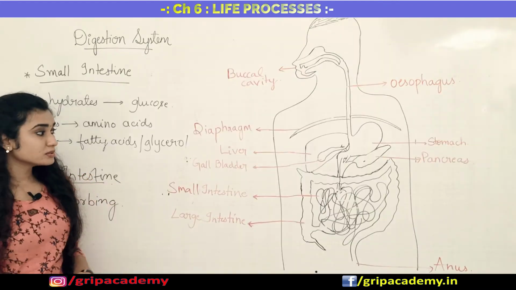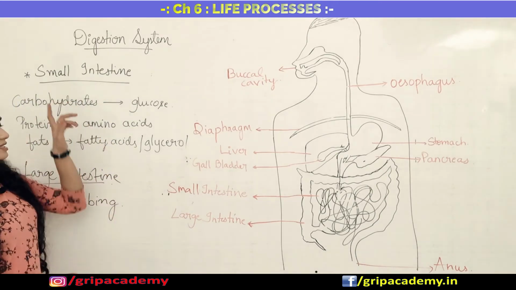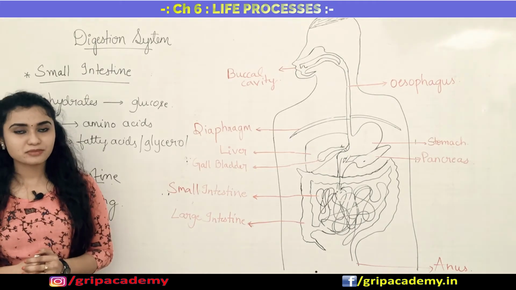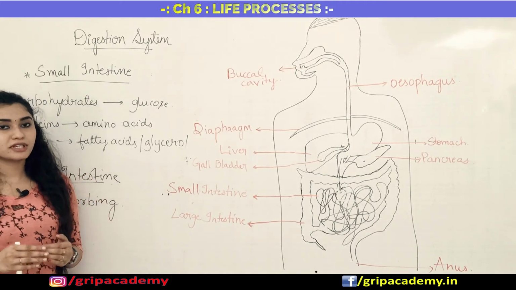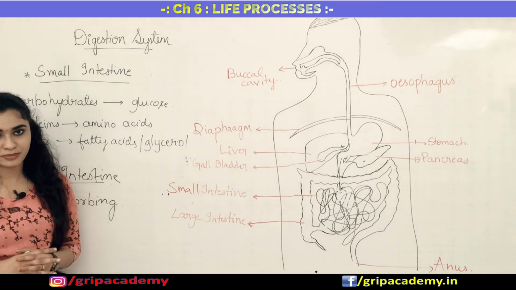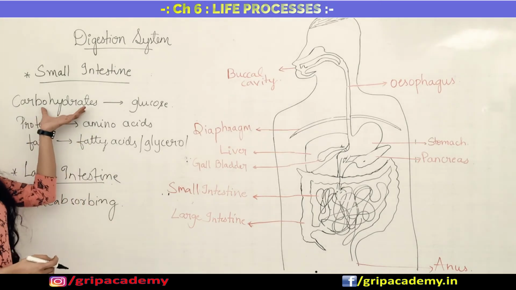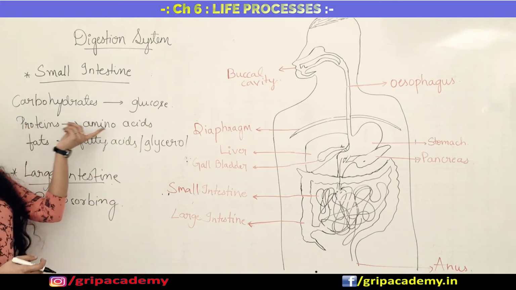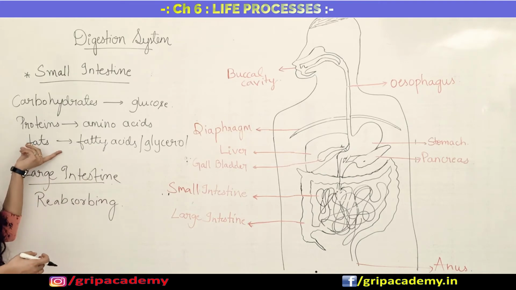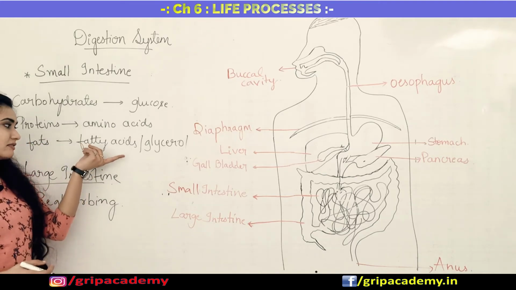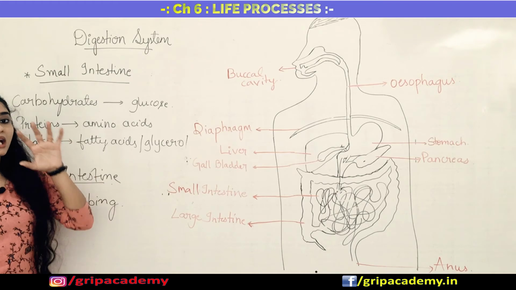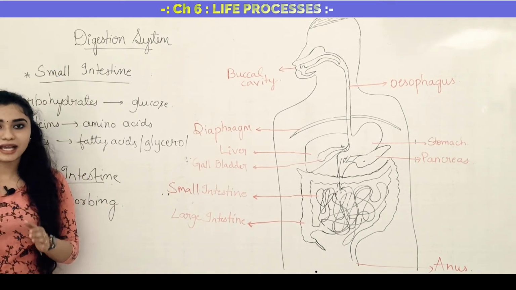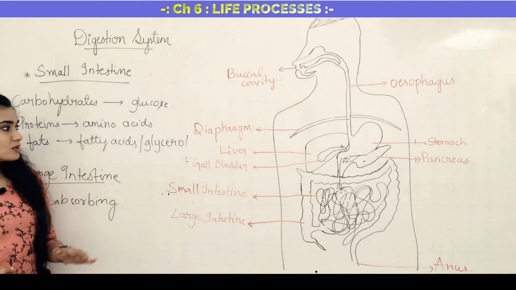So now coming to the small intestine. The small intestine will secrete a small intestinal juice where it has got many enzymes which will finally act upon the food in order to convert to its simpler substances. So the carbohydrates will be converted to its glucose form, and the proteins will be converted into amino acids, and the fats will be finally converting into either fatty acids or glycerol.